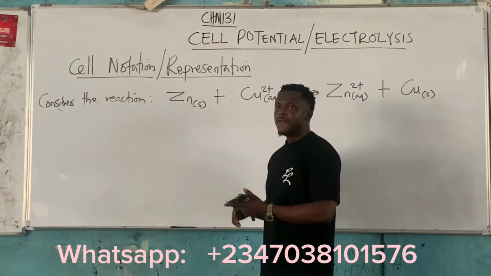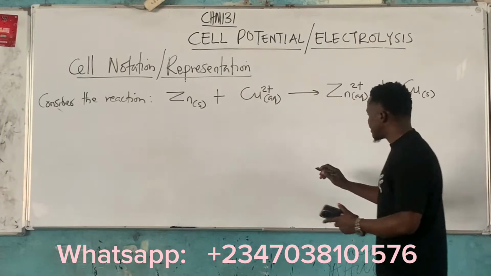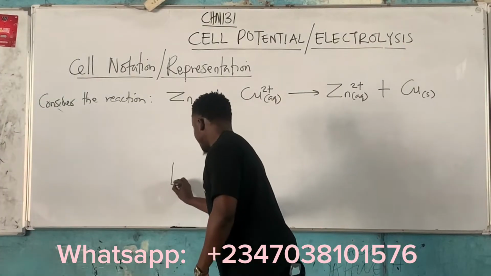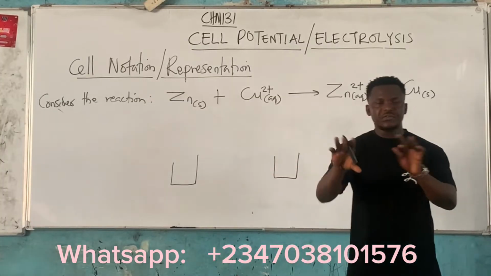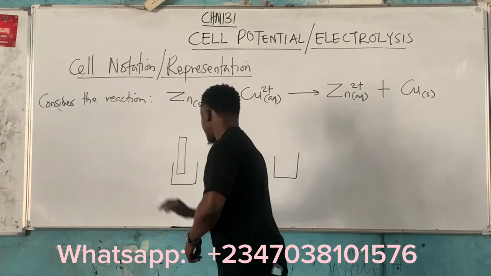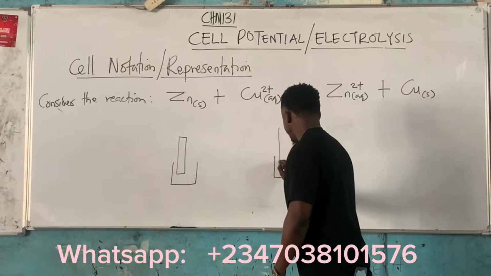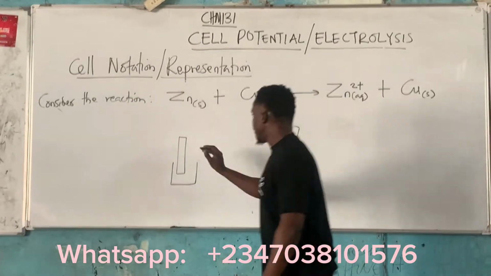Now look at this. This is considered a cell. This is how a cell looks. Let's have the first part, and let's have the second part. I want the electrodes to be in two different containers. This is the first one, the first guy. We have this.